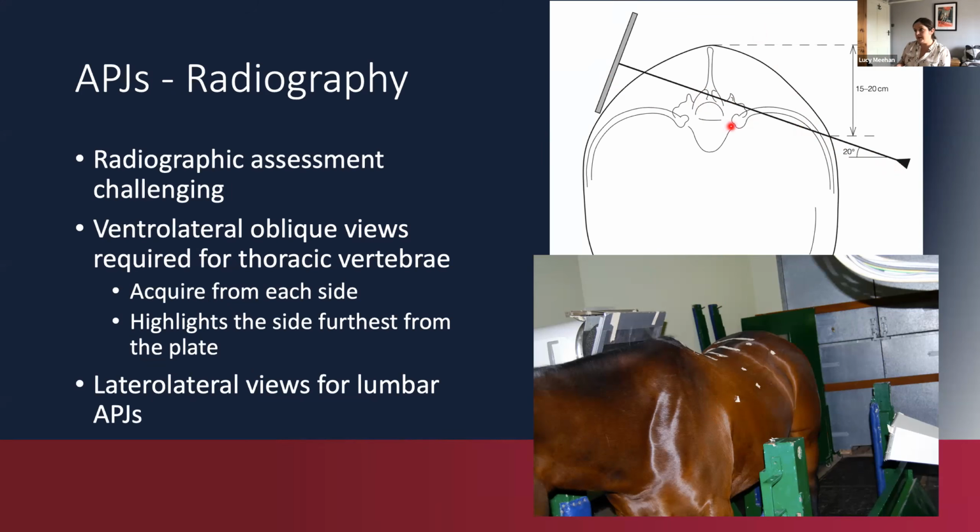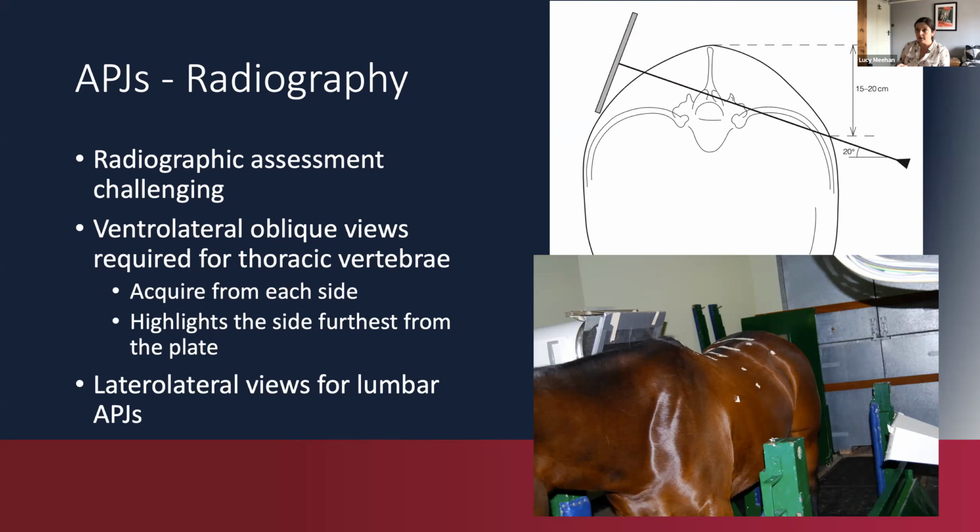We're assessing the row of articular process joints furthest from the plate when we do this, and we are projecting those dorsally. We can't go the other way because there's just too much horse to go through. So this is the only way we can do it with the least muscle mass to pass through. Obviously, we have to acquire these from both sides, and it highlights the side furthest from the plate. This is because the ribs become superimposed over the articular process joints if we try and take lateral views. We do tend to take lateral views for lumbar articular process joints simply because we haven't got the ribs getting in the way.